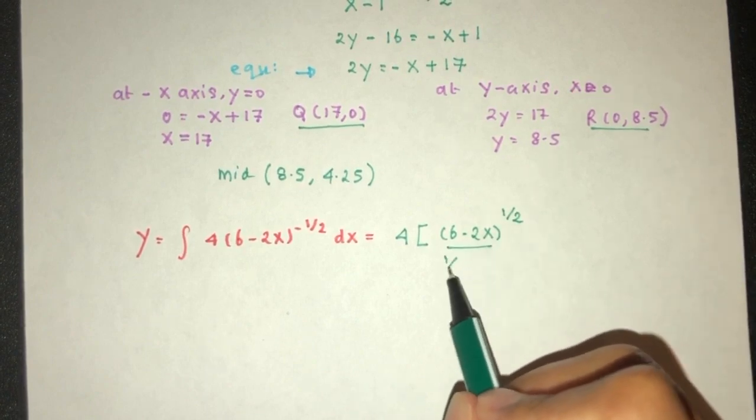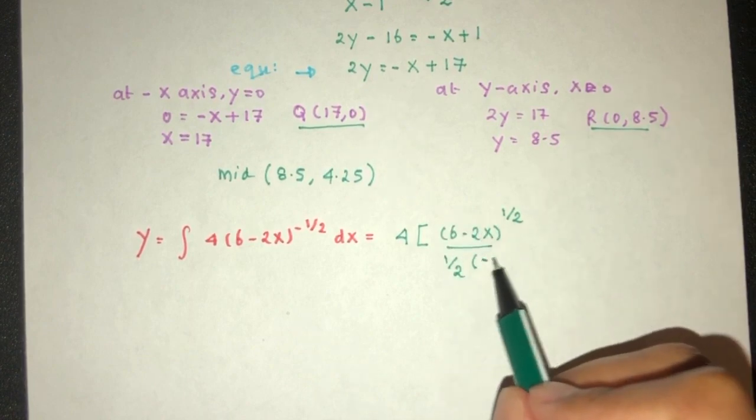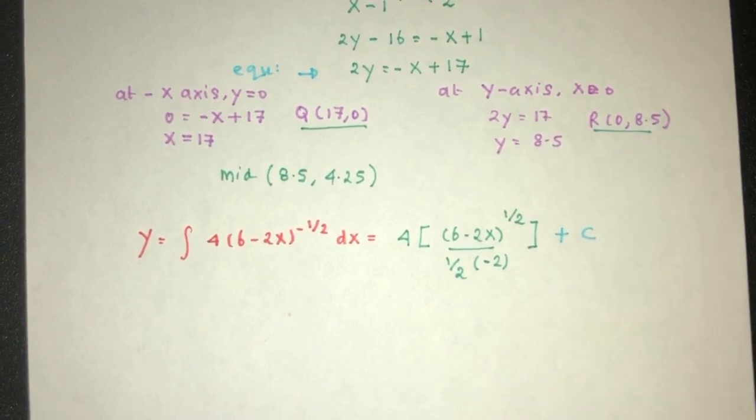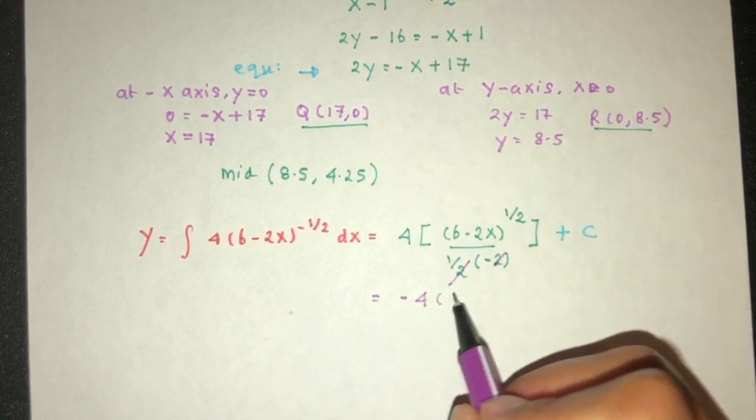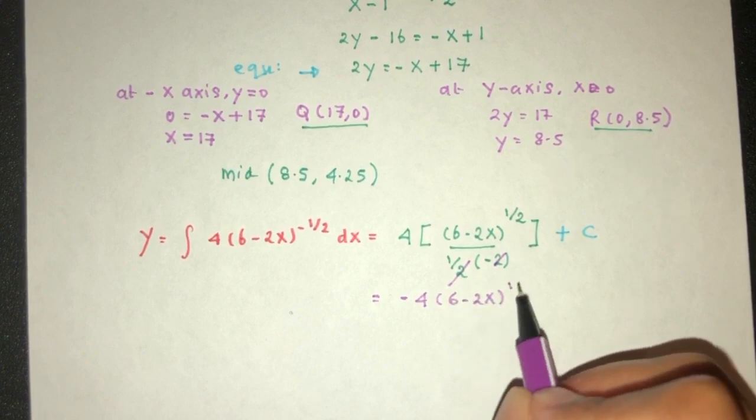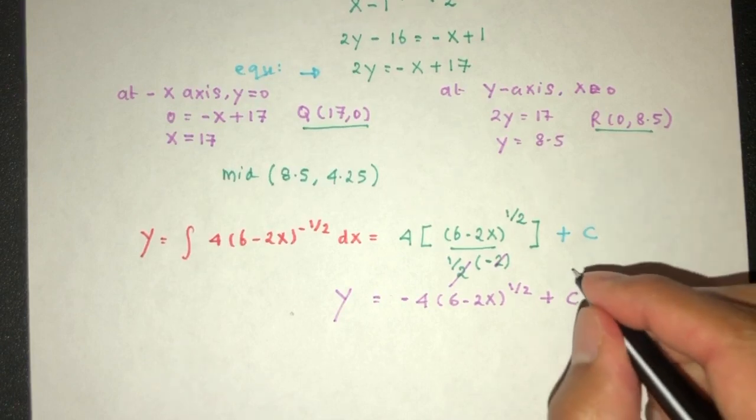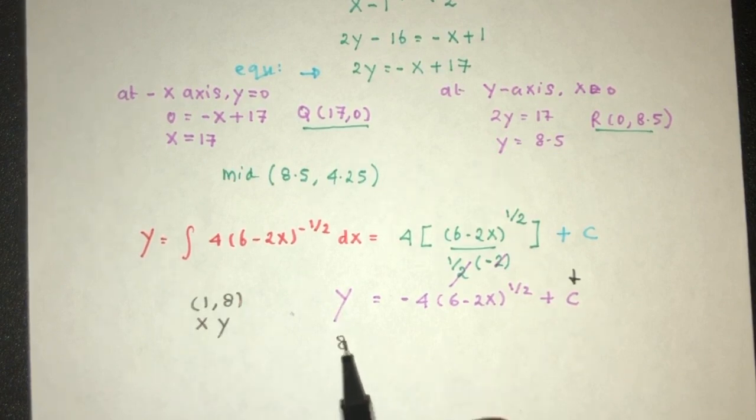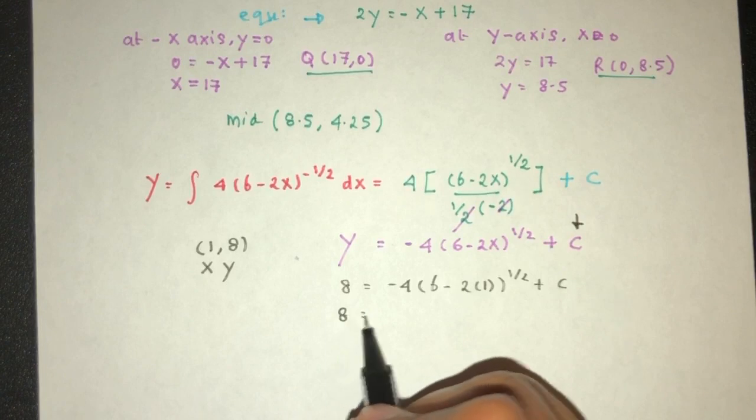Then divide by the new power. Then divide by d by dx of the value inside. So d by dx of 6 minus 2x is minus 2. Obviously, we have to add c for the constant of integration. So this and this will cancel out. It will become minus 4 times (6 minus 2x) to the power of half plus c. That is y, obviously. Now we have to find the value of c. We have to use the passing point, x and y. y was 8, x is 1, so 8 equals minus 4 times root of (6 minus 2 times 1) plus c. Let's see what we have. That will be 8 minus 4.